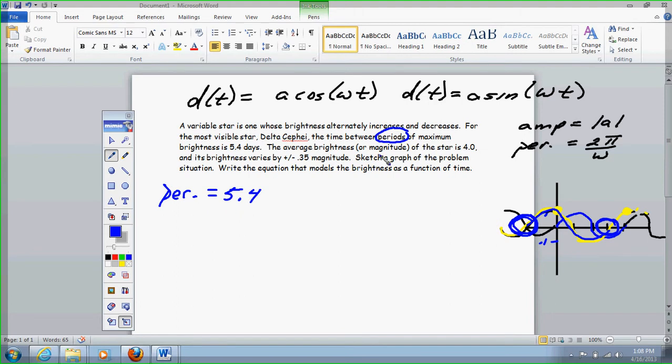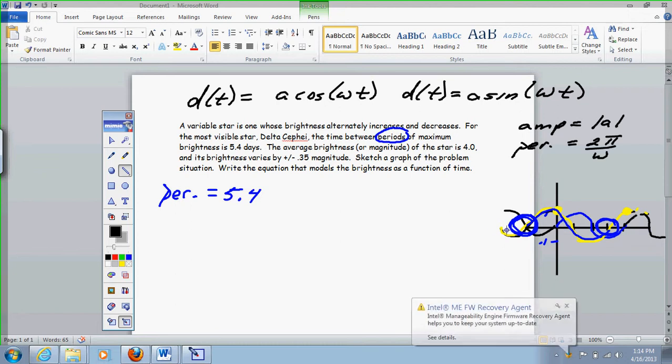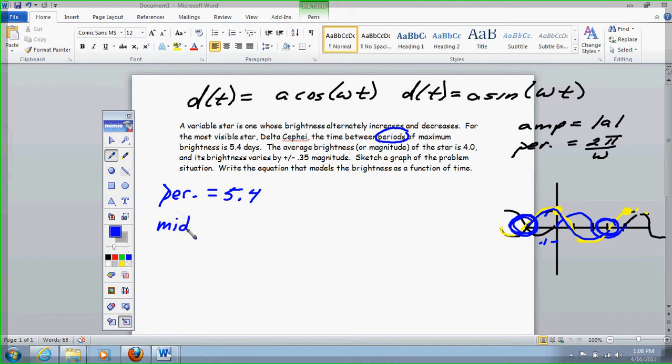Then it says the average brightness or magnitude of the star is 4. Well, the average, if I go back to this drawing, and I know I've made a mess out of this drawing here, I have a high point and I have a low point. In the middle there is the average, and we call that the midline. And so this 4.0 is going to represent the midline. And that's going to come in handy when I graph.